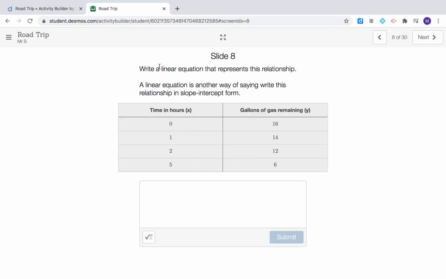A linear equation, this might be new phrasing, but it really just means slope-intercept form. So in this case, we said the slope was negative 2. And we said the y-intercept was 16. So it'll just be negative 2x plus 16.